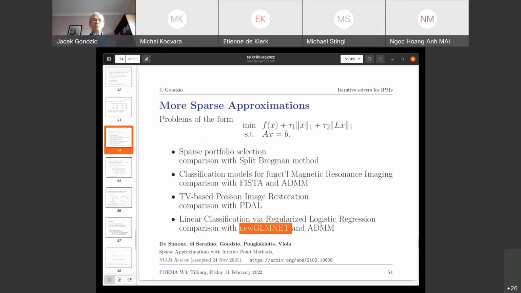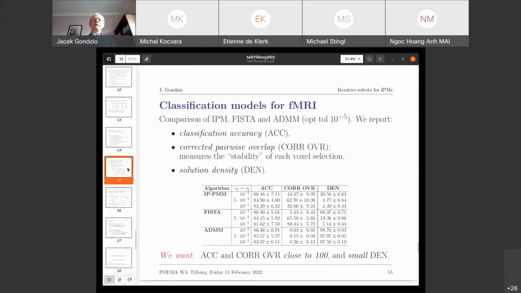But I will now concentrate on just one of them because it illustrates well what happens when you use interior point method as opposed to first order methods. So this is the classification models with functional magnetic resonance imaging. And interior point method here will be compared against FISTA and alternating direction method of multipliers.